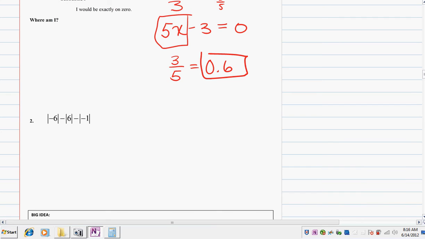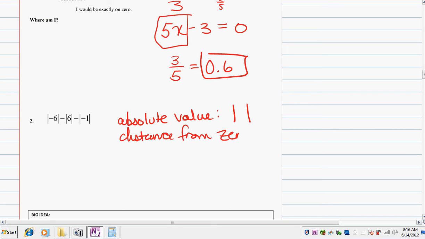Now, 2. Again, we want to go back. Absolute value is what these bars mean. They can be represented by 2 bars with something inside. And this means the distance from 0 that this point is on a number line.